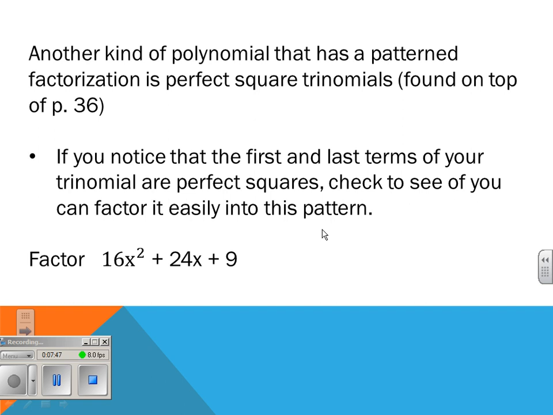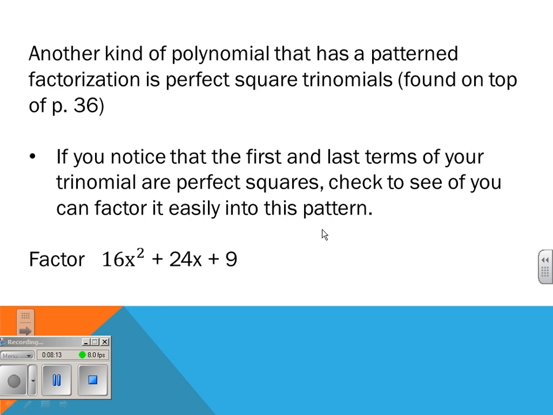Another kind of polynomial that has a pattern factorization is the perfect square trinomial. All right, we're now looking at the top of page 36. If when you're doing a factoring exercise, you notice that the first term is a perfect square and the third term is a perfect square, it's very likely that it's going to be one of these perfect square trinomials. Okay, so take a look at the example that I put in this slide.